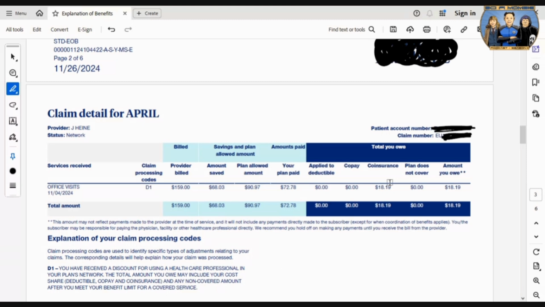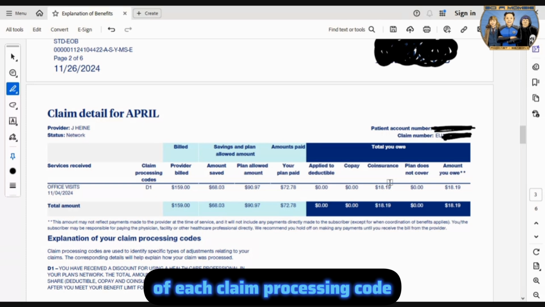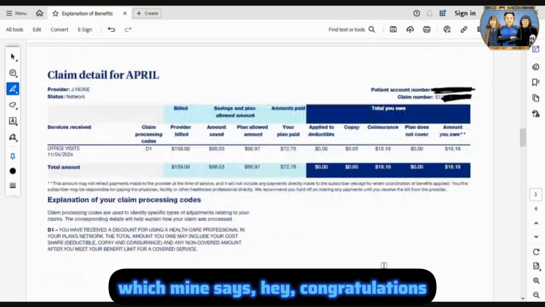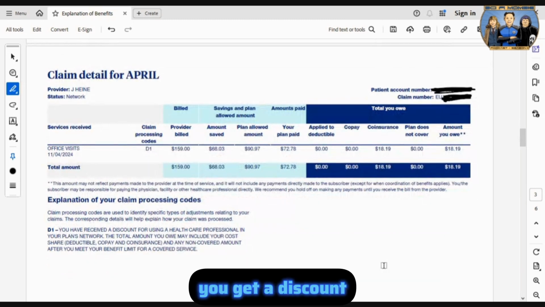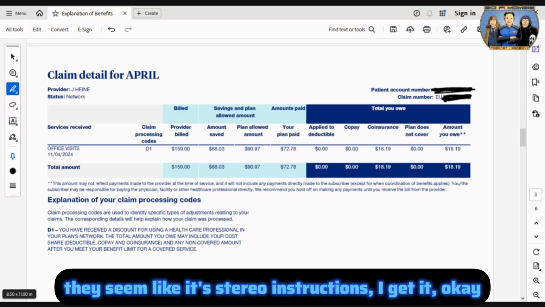So then it's going to go through the definition of each claim processing code, which mine says, hey, congratulations, you used an in-network provider. Good job. You get a discount. So it seems like stereo instructions. I get it. Okay.